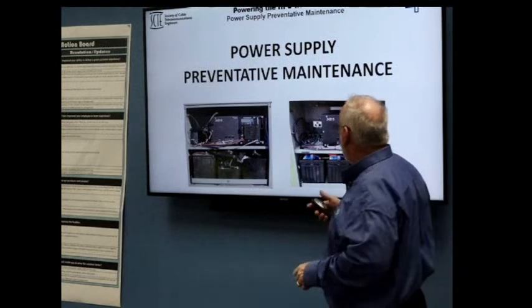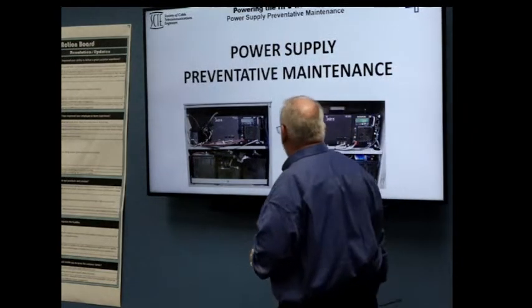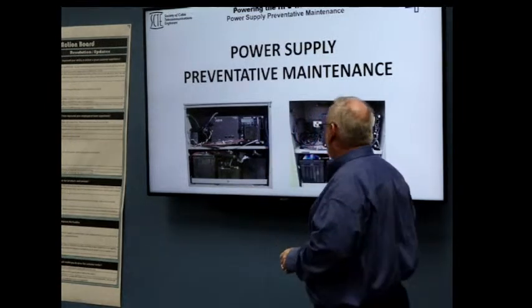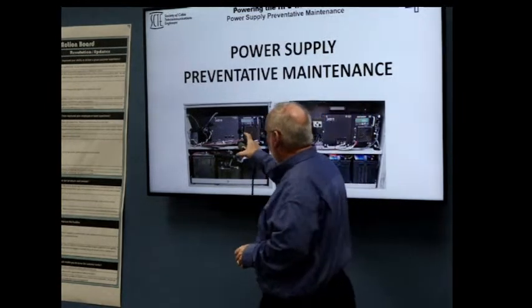Power supply preventative maintenance. Let's just go through this real quick. Again, this is what you want it to look like, not like that. Generally, look at this as a before and after.